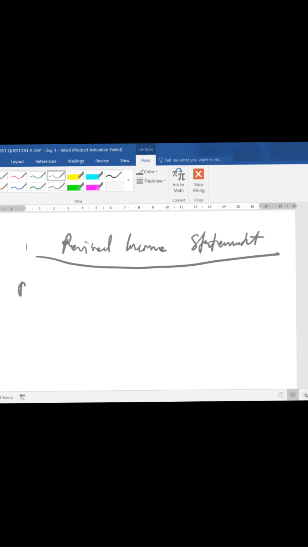So we have our revenue, which is 7 million minus 700,000, giving us 6.3 million. So our revenue is going to be 6.3 million.